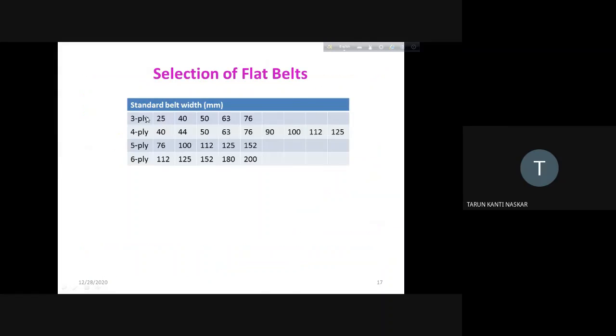Now you see the standard belt width. For 3 ply, these are the standard belt widths.